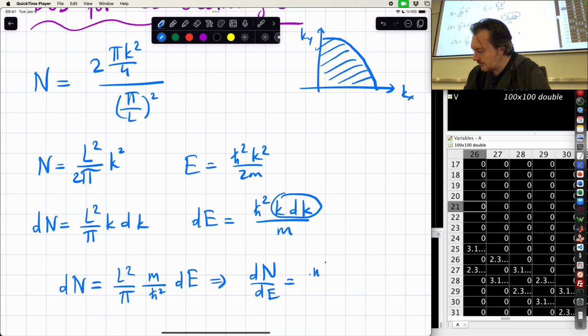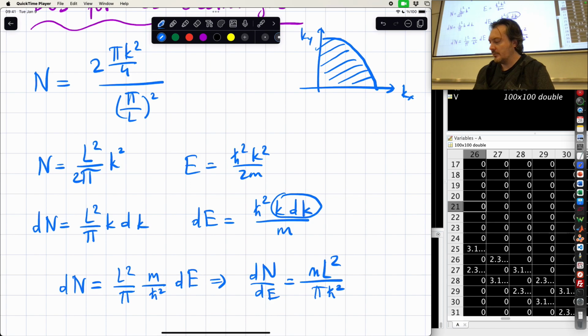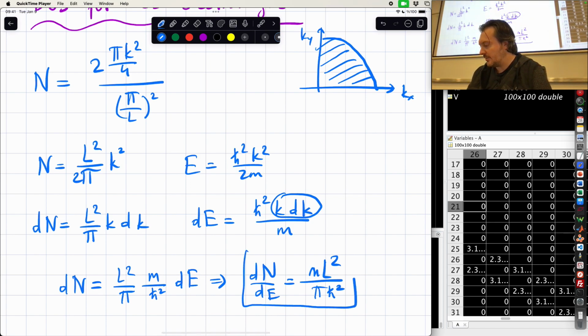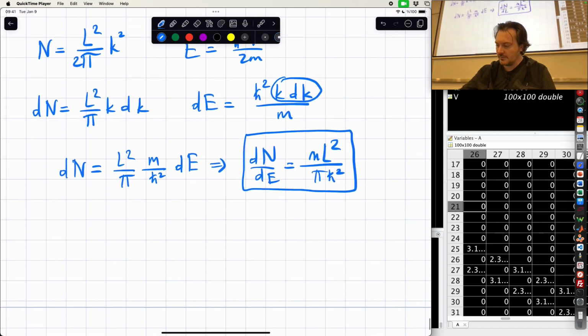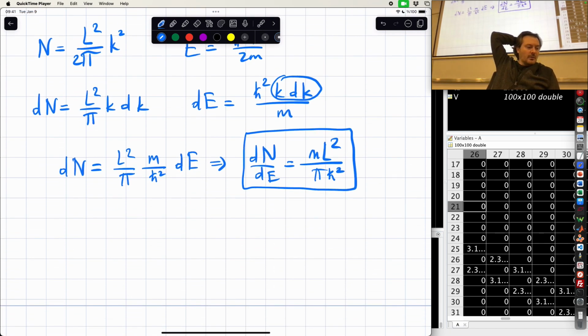m L squared over pi h bar squared. What is interesting about it? Yes, exactly. It's constant. So the density of states of a 2D electron gas is independent of energy. It's a constant. Okay? Do you have any questions?